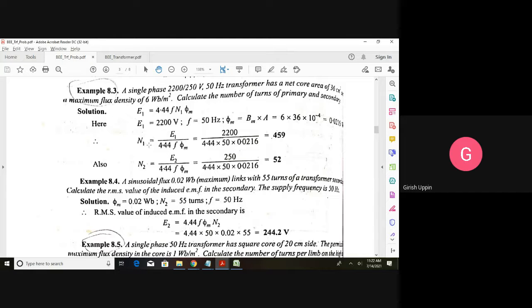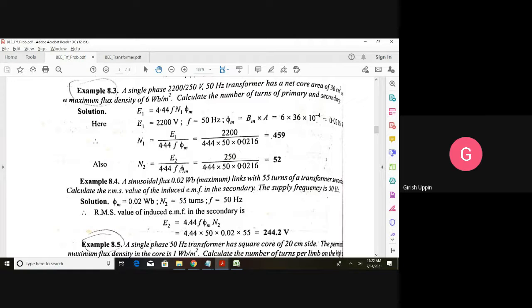Therefore, N1 is equal to E1 by 4.44 F phi m. You substitute all the values, you get it as 459 turns. So on the primary side, how many turns are there? 459 turns. To find out the number of turns on the secondary, we can use two methods.